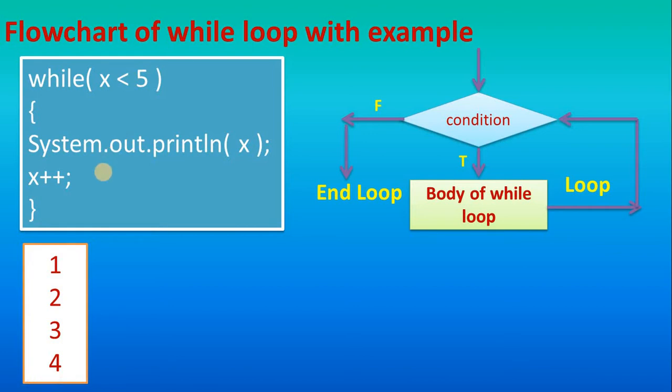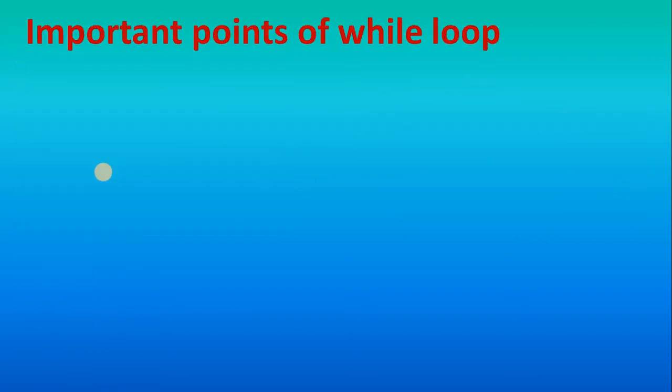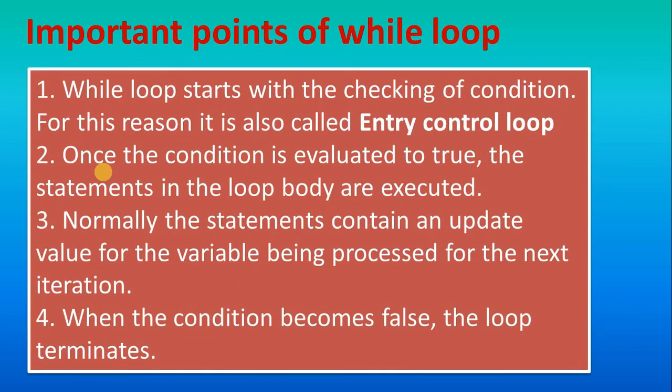Now we will discuss the important points of the while loop. The first point is that the while loop starts by checking the condition, because in a while loop the first task is to check the condition. That's why it is an entry control loop.